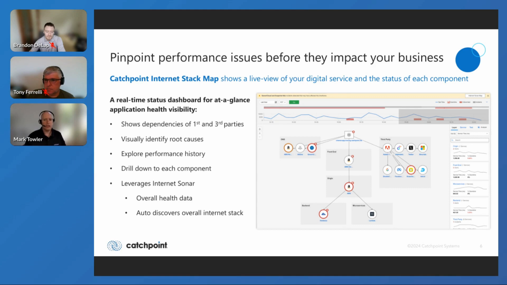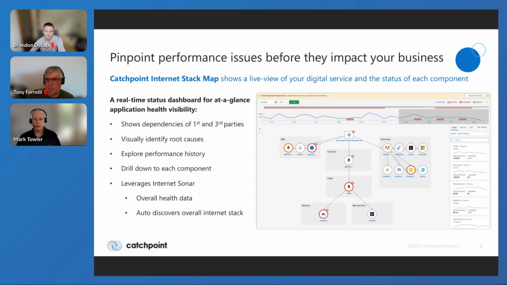But Catchpoint's Internet Stack Map is going to give you a live view of the health and the status of your digital service and of every single component connected to it. And this is great because it's real time. It does this automatically. It makes it easy to simply look at this board and identify root causes. You can actually go back in time. There's that timeline on the top. If you're a Catchpoint user, you're familiar with that. You can just go back to the left and track the history.